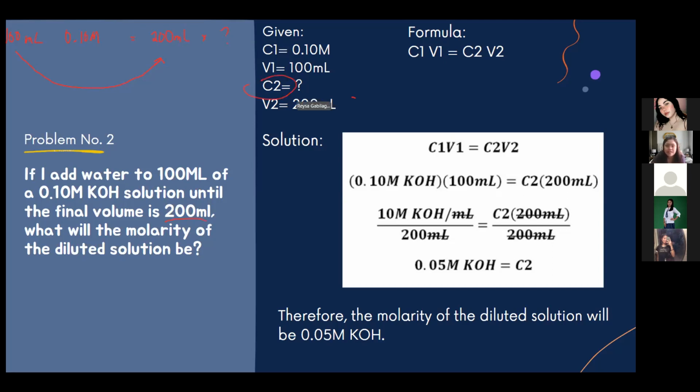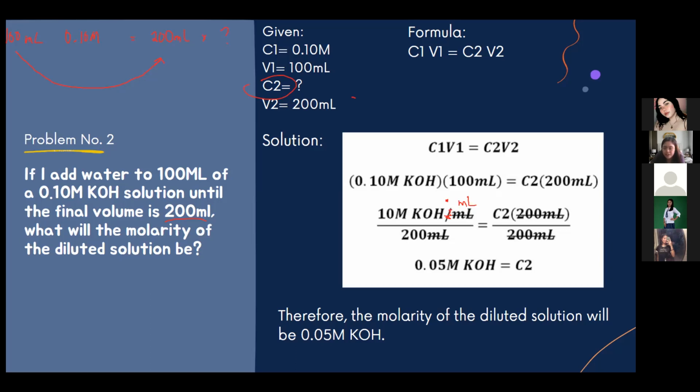In number 1, it's the volume. So, it's the same process. C1 is 0.10 times the V1, which is 100. That's 10 molar. This is not per ml, but times ml. Because we are multiplying here. Okay, I missed that a while ago.